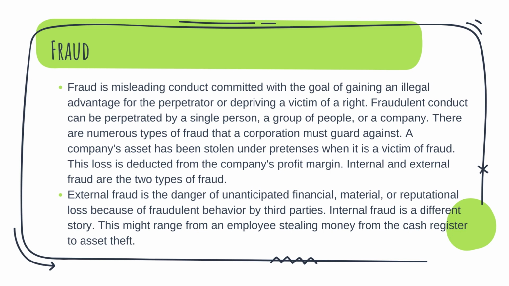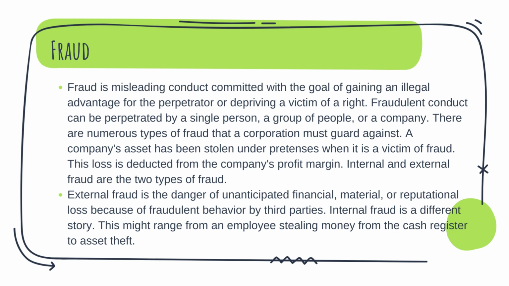Fraud. Fraud is misleading conduct committed with the goal of gaining an illegal advantage for the perpetrator or depriving a victim of a right. Fraudulent conduct can be perpetrated by a single person, a group of people, or a company. There are numerous types of fraud that a corporation must guard against. A company's asset has been stolen under pretenses when it is a victim of fraud. This loss is deducted from the company's profit margin.